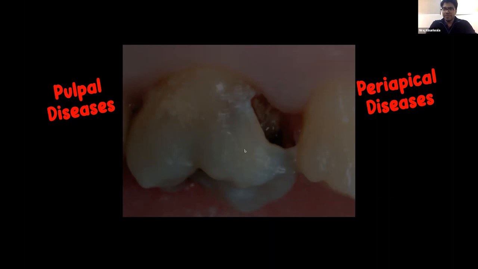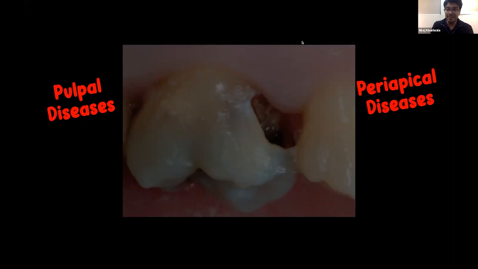Initially, pulp tissue can be affected reversibly, but when it is not being taken care of, it can become irreversible pulpal disease. And irreversible pulpal disease will lead to pulpal necrosis, and that will result in the jawbone lesion, which is the periapical disease. The most commonly found periapical disease or jawbone lesion is apical periodontitis.